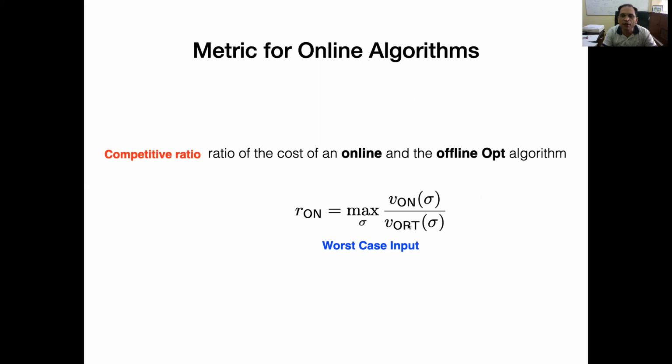OPT has complete future information about the input sigma, and it can compute the optimal algorithm for that particular sigma. And we take the ratio of the two. So this is by definition greater than 1, and it's maximized with respect to all possible sigma. So this is the worst case guarantee for a particular algorithm, and what we want to do is to come up with algorithms with the smallest possible competitive ratio.